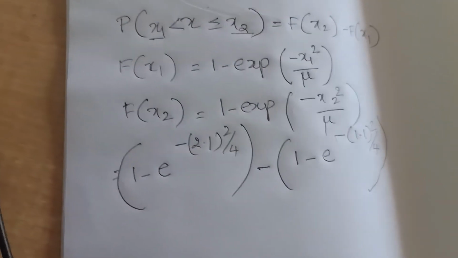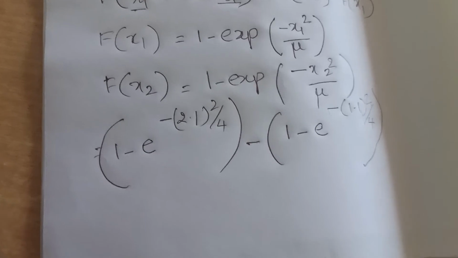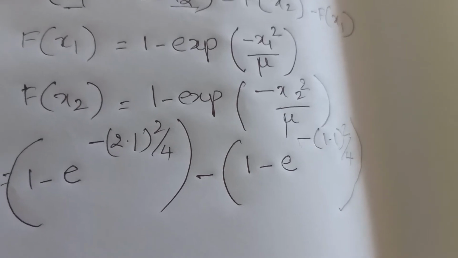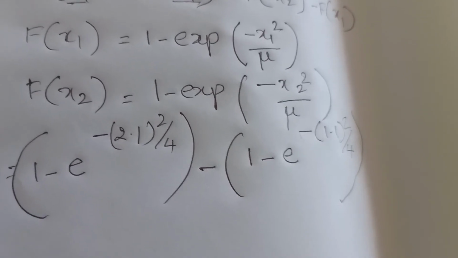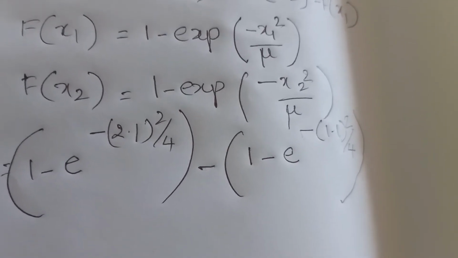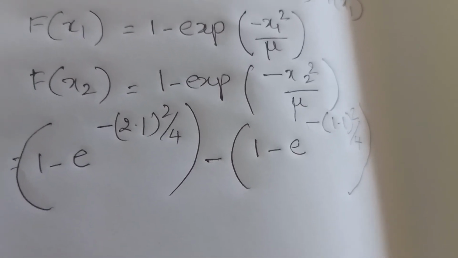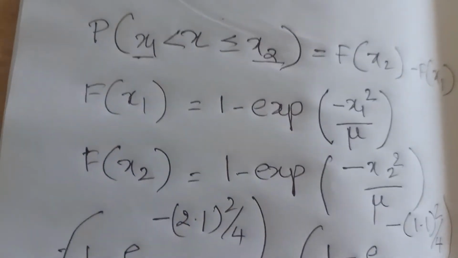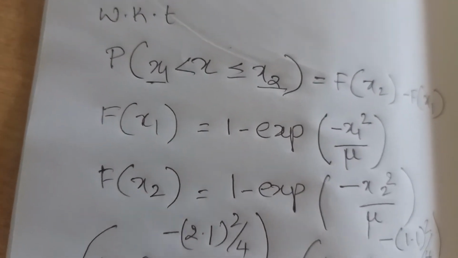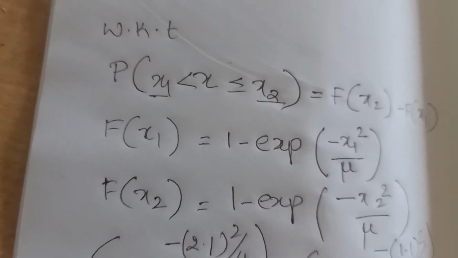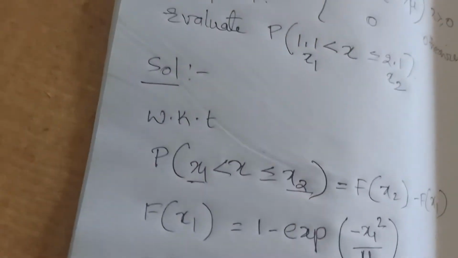So now the next thing is a simple mathematical step. 1 and 1 will definitely get cancelled, right? Then you should find out what is e power minus 2.1 the whole square and what is e power 1.1 the whole square. So you should see what you get.